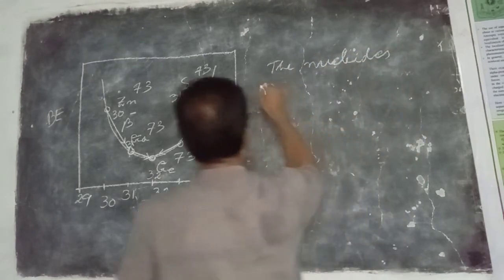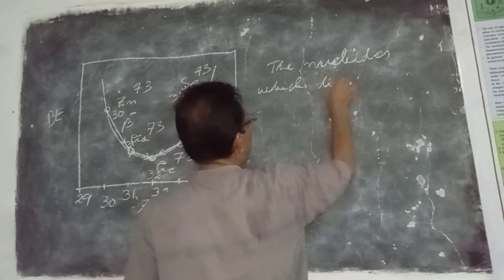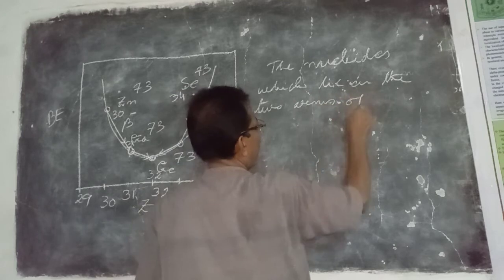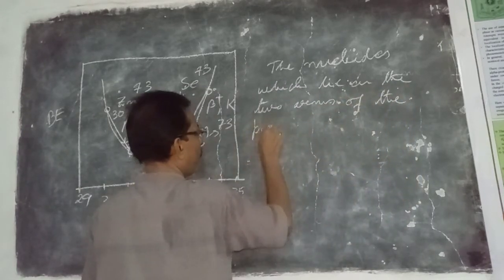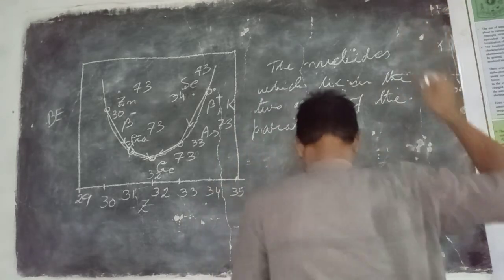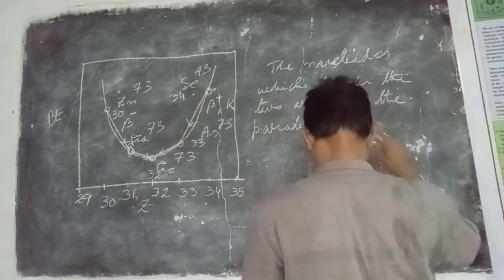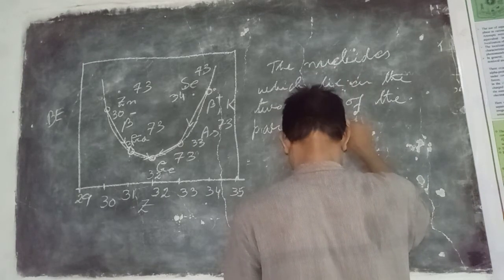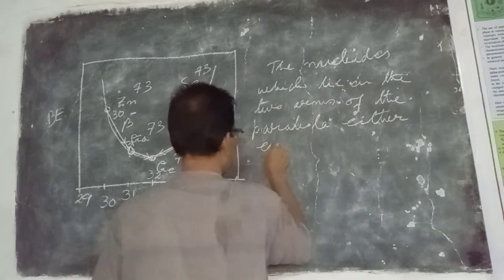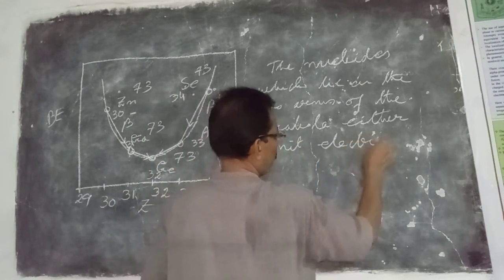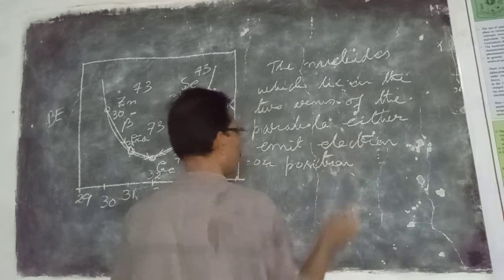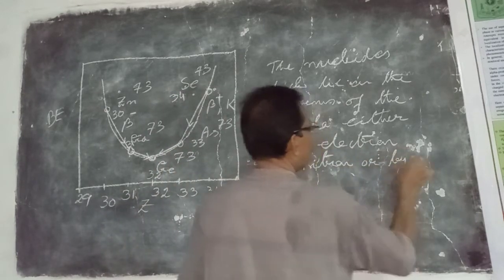Now the nuclides which lie on the two arms of the parabola either emit an electron or positron, or decay by electron capture.